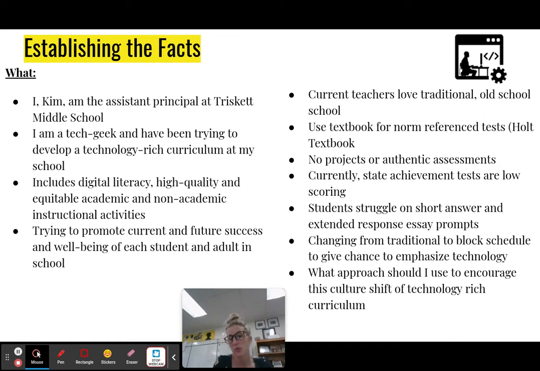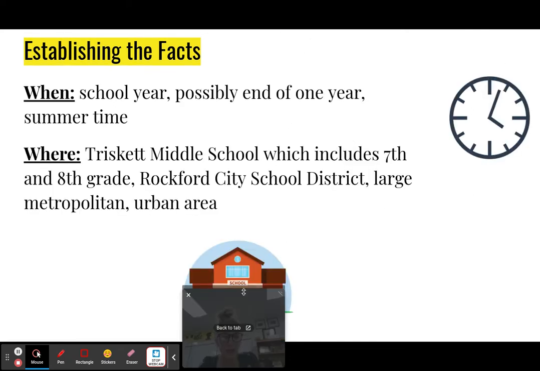And so I'm trying to change some things here, and I started by changing from a traditional to a block schedule to give teachers a chance to emphasize technology. And then it is my decision to decide what approach I want to use to encourage this culture shift of technology-rich curriculum. There were some options given, and we're going to get to which one I chose and why. So that's kind of what's going on.